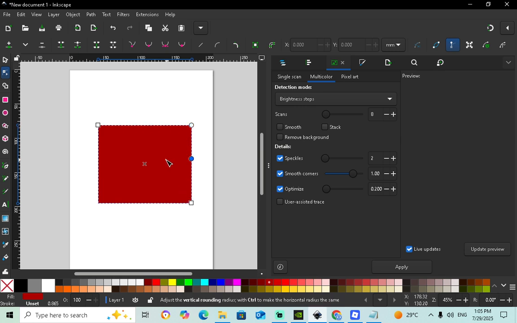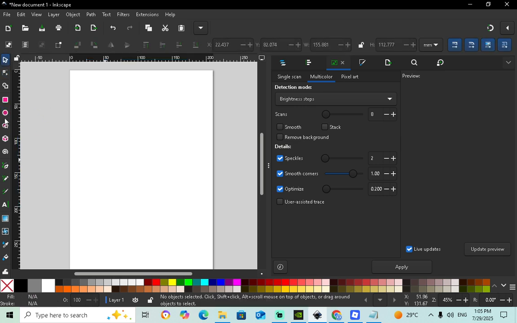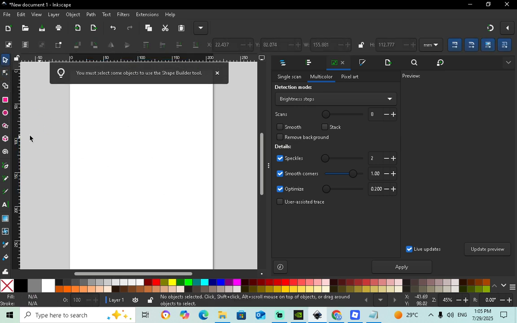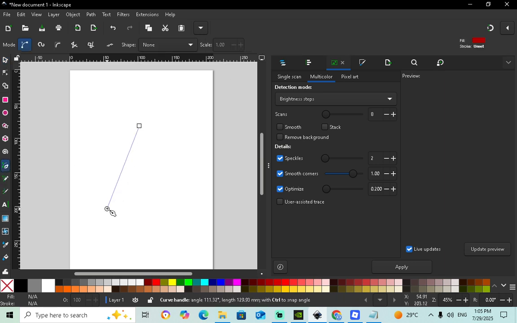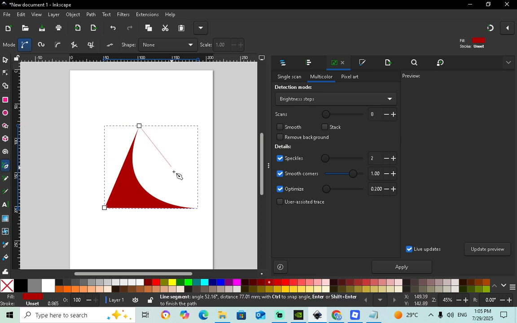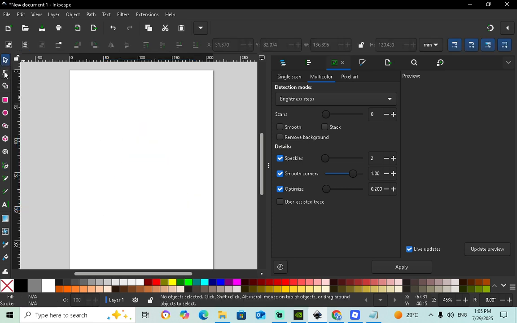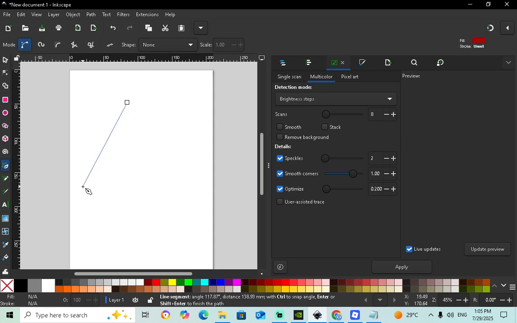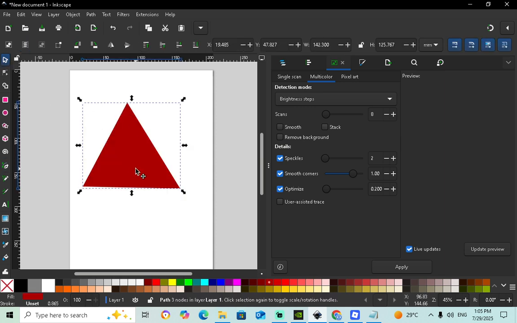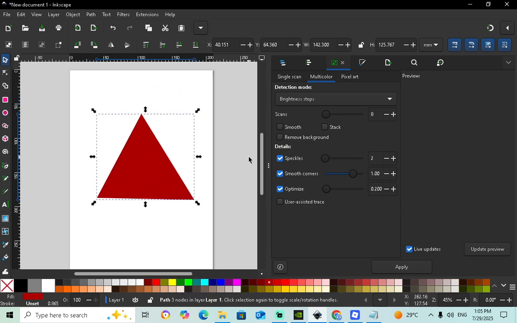make it back, and that is actually interesting, but it doesn't matter. We're going to start to draw with the Bezier tool like this, one like this, and one like this. Again, we're going to draw one like this and one like this, and here we are, we drew a triangle in Inkscape.